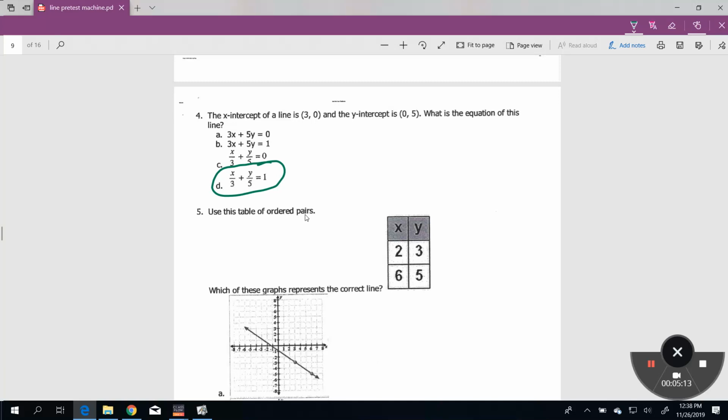Use this table of ordered pairs. So there's a table. If I were to do the slope, y minus y, I'm going to go the second y, 5, minus the first y, over the second x minus the first x. So 5 minus 3 is 2, 6 minus 2 is 4, so that's a slope of 1/2, which is positive. Positive slope means left to right, it's going uphill.